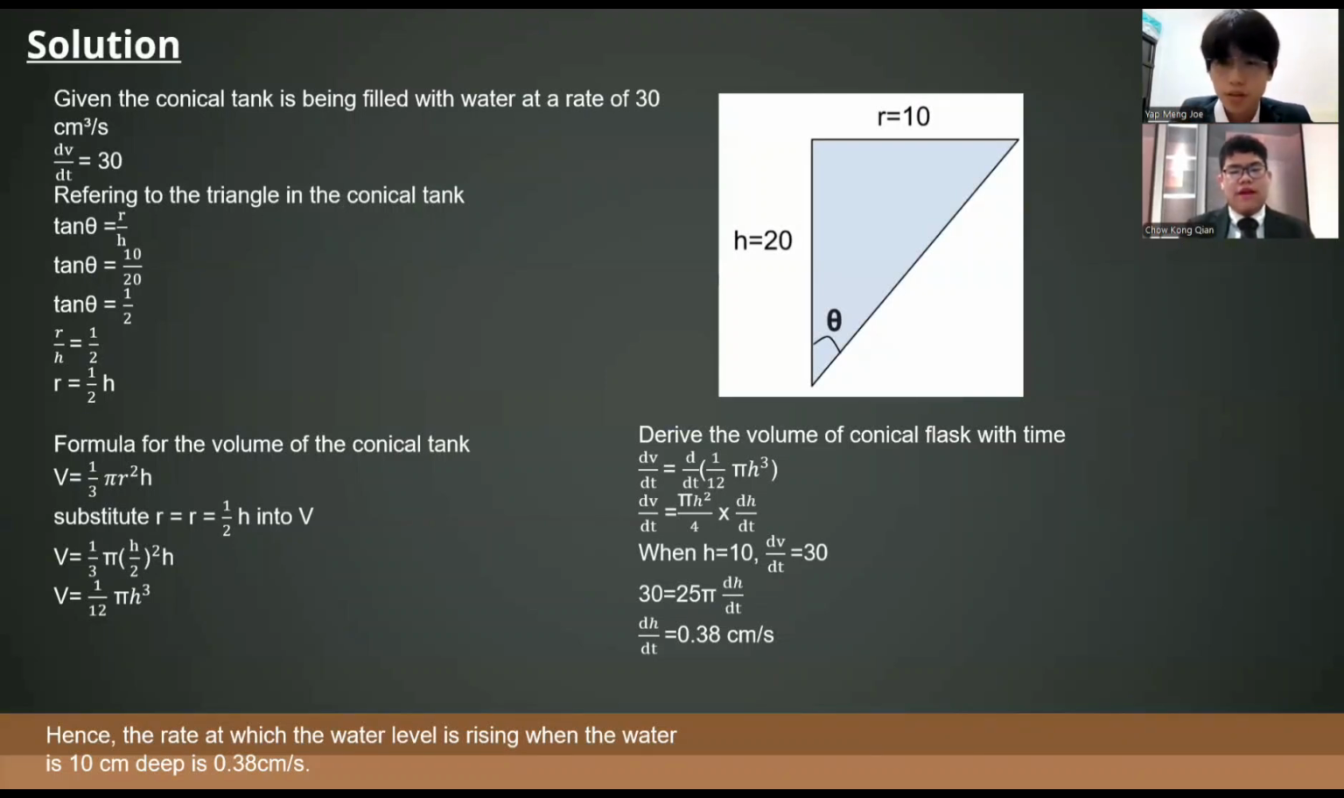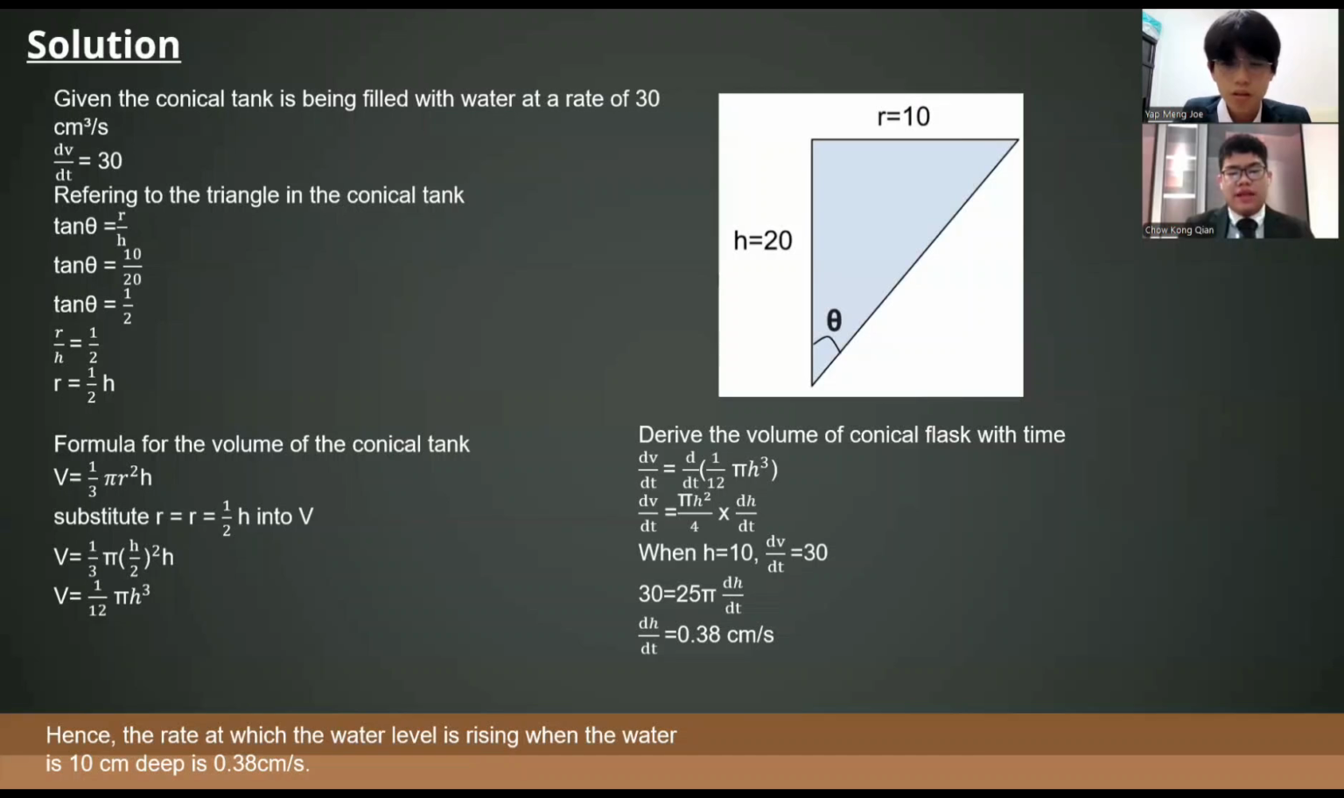Lastly, differentiate the volume of the conical fluid with respect to time. dV/dt = d/dt of 1/12 π h³. So dV/dt = π h²/4 times dh/dt. When h is 10, dV/dt is 30. Following the formula, 30 = 25π dh/dt.